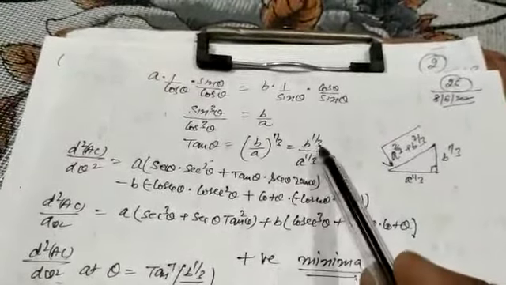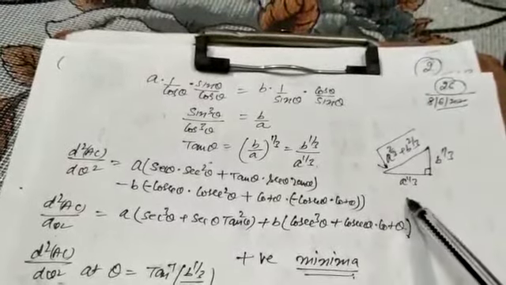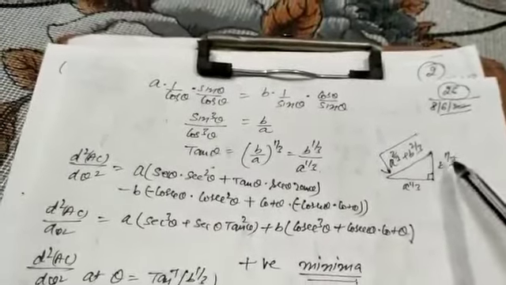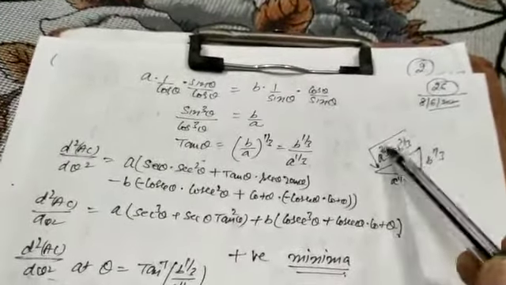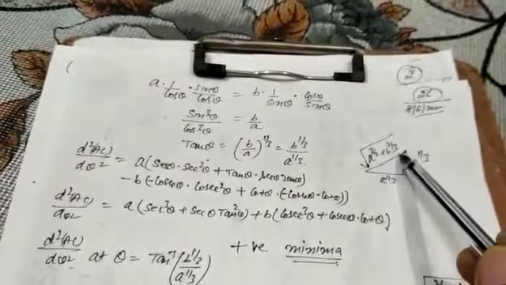Perpendicular is given to you, that is b to power 1 by 3. Base is given to you, a to power 1 by 3. On that behalf, hypotenuse is equals to the square root of perpendicular square plus base square. We calculate the perpendicular square plus base square.